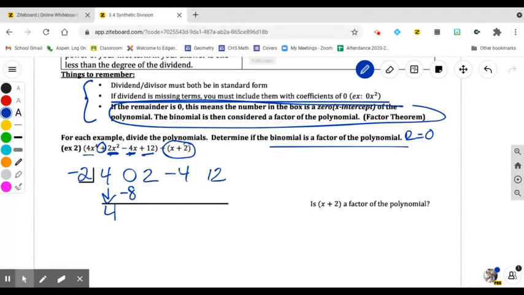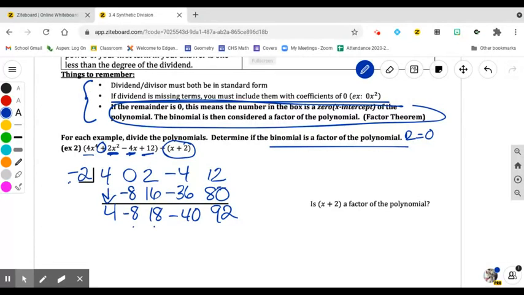Now we add. 0 plus -8 is -8. We multiply. -2 times -8 is positive 16. We add. 2 plus 16 is 18. We multiply. -2 times 18 is -36. We add. -36 plus -4 is -40. We multiply. Sound like a robot. -2 times -40 is 80. So then we add 12 plus 80 is 92.